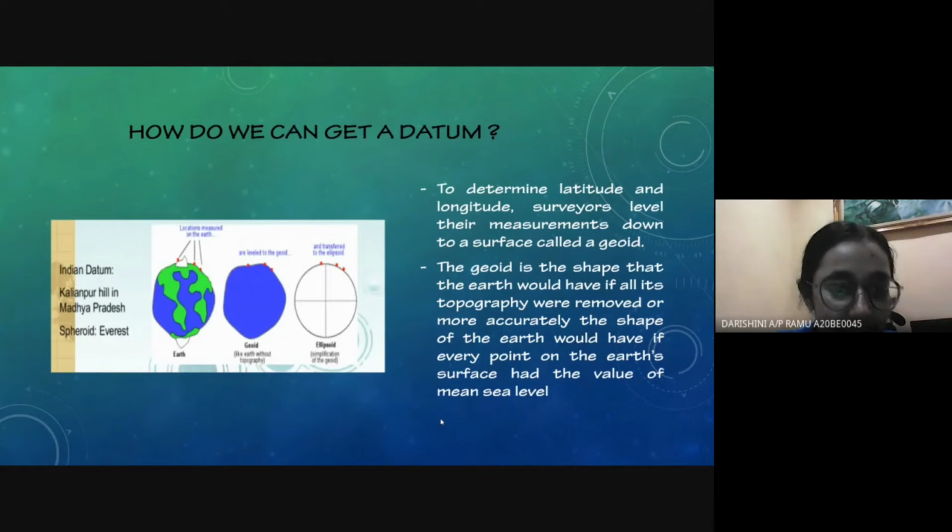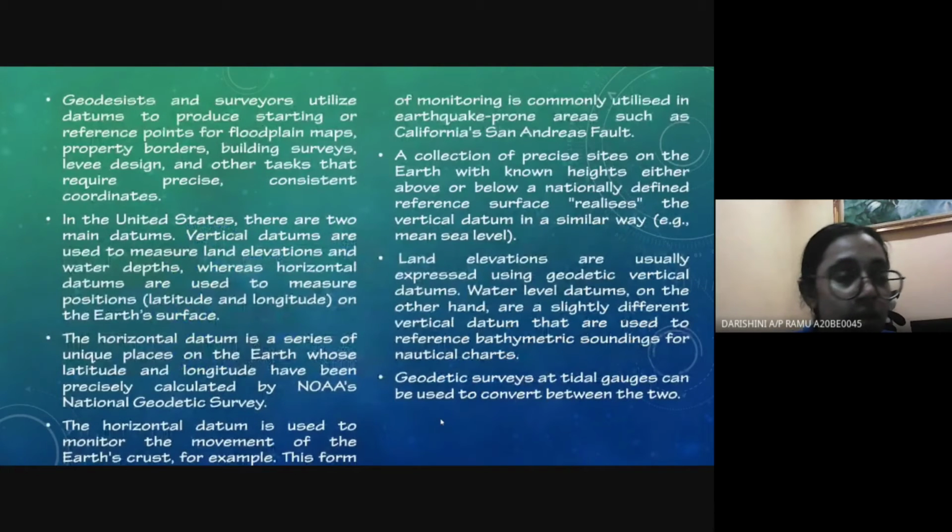How do we get a datum? To determine latitude and longitude, surveyors level their measurements down to a surface called a geoid. The geoid is the shape the Earth would have if all its topography were removed, or more accurately, the shape the Earth would have if every point on the Earth's surface had the value of mean sea level. Geodesists and surveyors utilize datums to produce starting or reference points for floodplain maps, property borders, building surveys, levee designs, and other tasks that require precise, consistent coordinates.